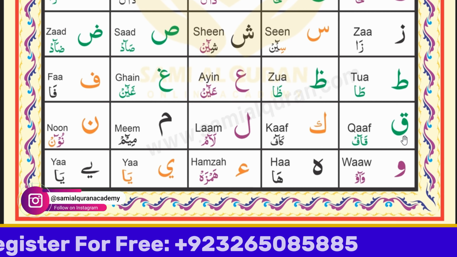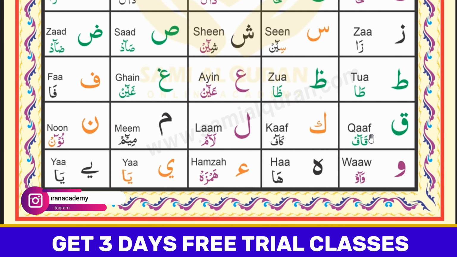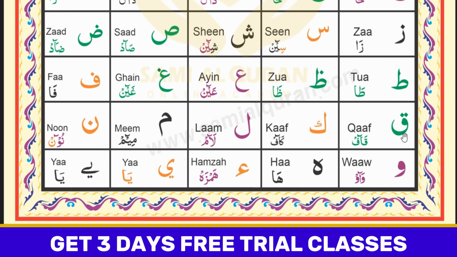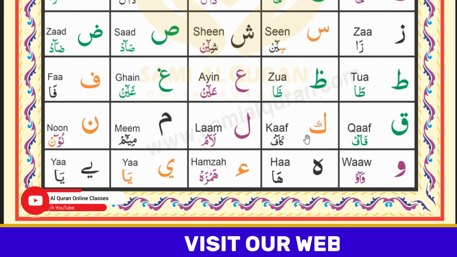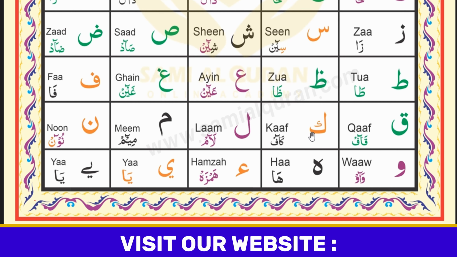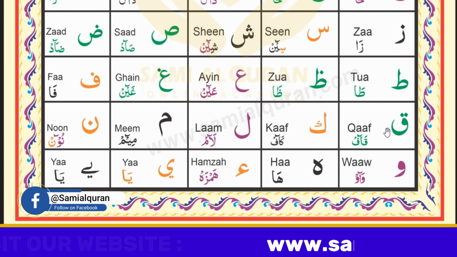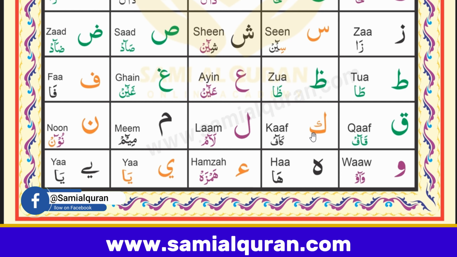Fa, qaf, kaf. Here we have a difference in qaf and kaf. The qaf with the dot has the bold sound and the kaf has the light sound. So repeat again. Kaf. Next.